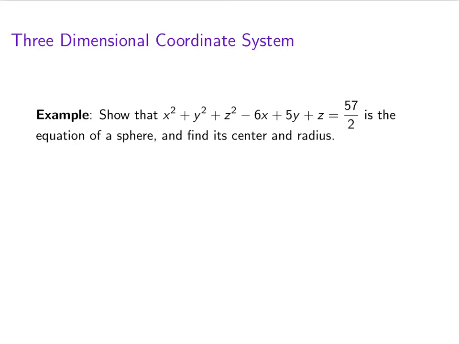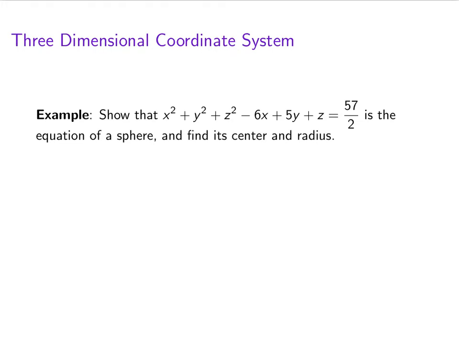Hello, calculus fans. Let's take this equation, x squared plus y squared plus z squared minus 6x plus 5y plus z equals 57 over 2. Let's take that equation and show that it's actually an equation of a sphere, and we'll find its center and radius. Now, it's not obvious that it's an equation of a sphere.